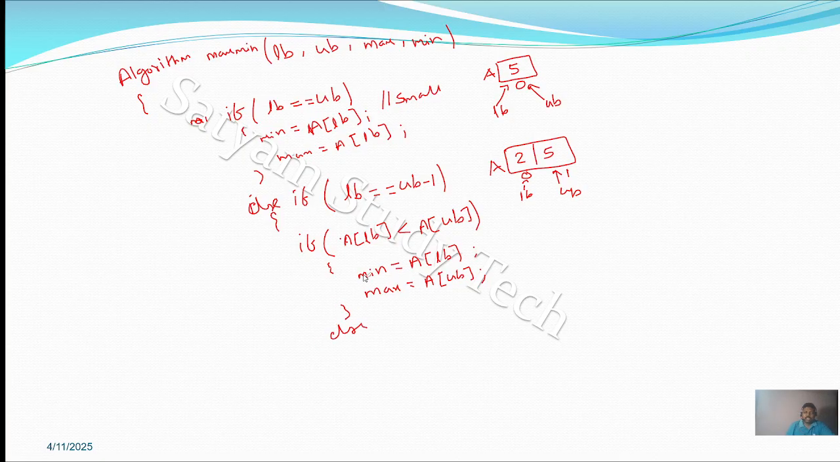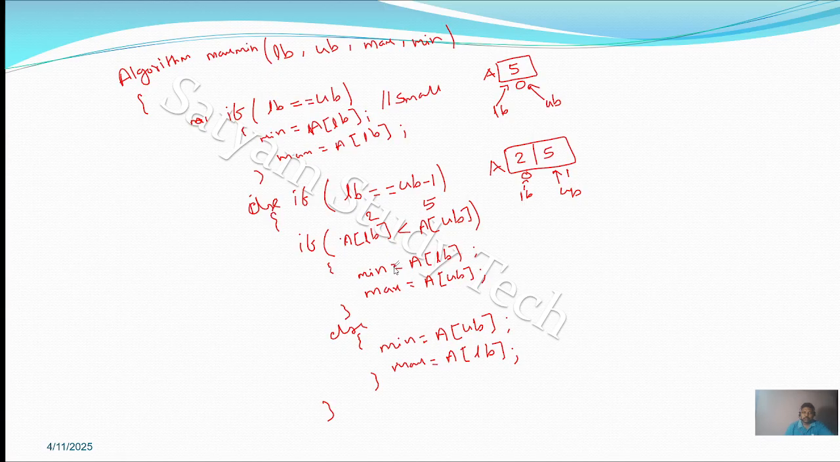Else, if the condition is failed, then the else block is executed. So the minimum is A of upper bound and maximum equal to A of lower bound. Here we can see there are two elements, so just one comparison: A of lower bound less than A of upper bound. For example, here the A of lower bound value is 2 and A of upper bound value is 5. 2 is less than 5.